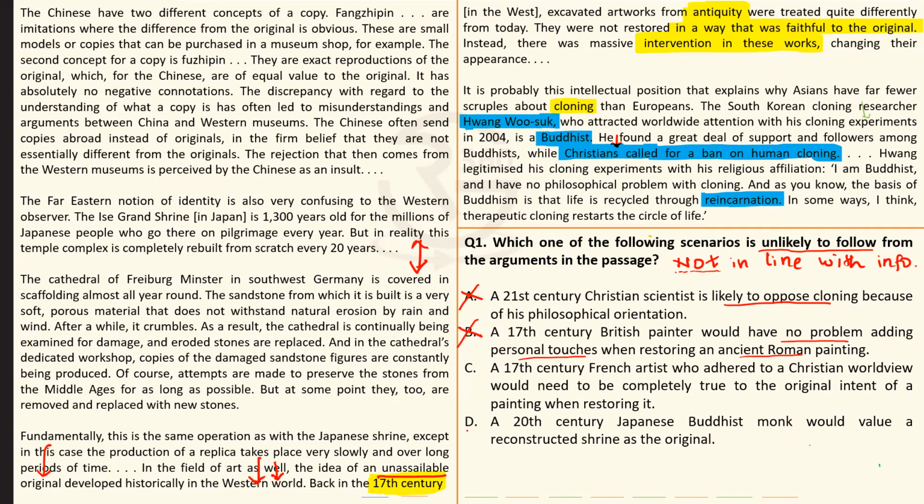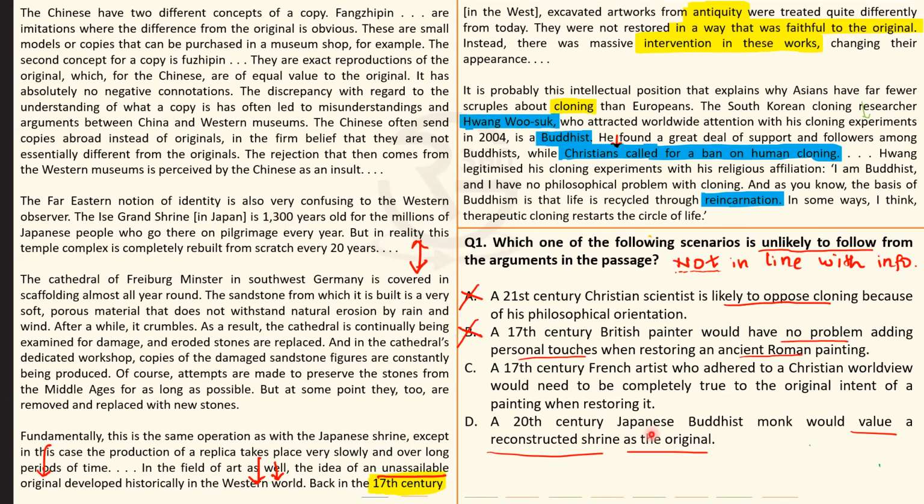जंपिंग ऑन ऑप्शन नाउ, ऑप्शन डी, 20th century जापानीज मॉन्क, मतलब रिसेंटली अभी वाला ही 30, 40, 50 साल पहले का ही कोई मॉन्क, ही वुड वैल्यू a reconstructed shrine as the original 100%. Okay, Chinese people or Japanese people, they are very okay कि अगर ओरिजिनल गिराकर उसकी जगह पे आपने न्यू भी बना लिया, if it is the exact same thing, so they will regard it as good as the original and be very okay with it.